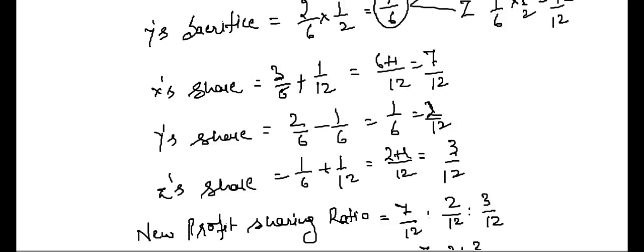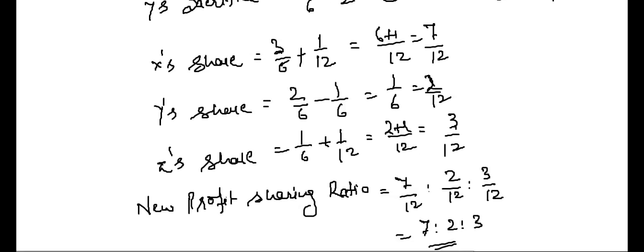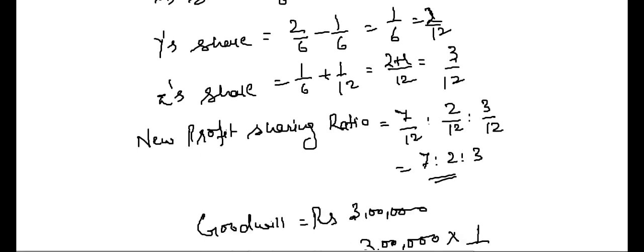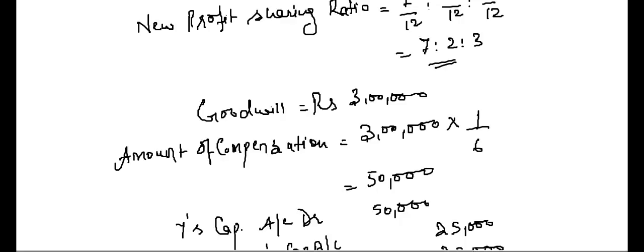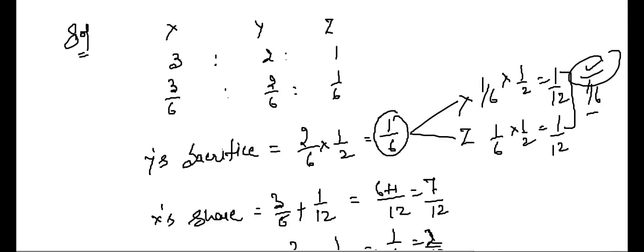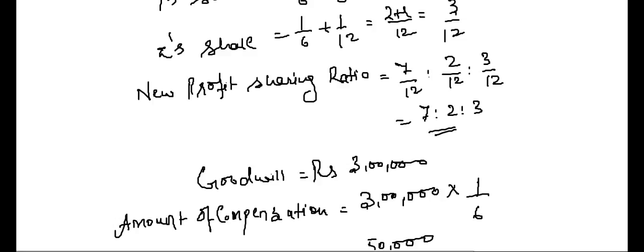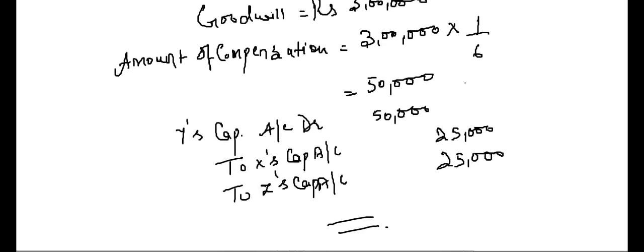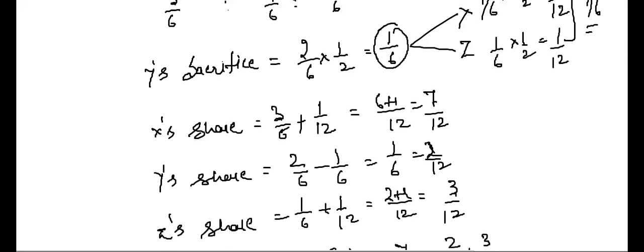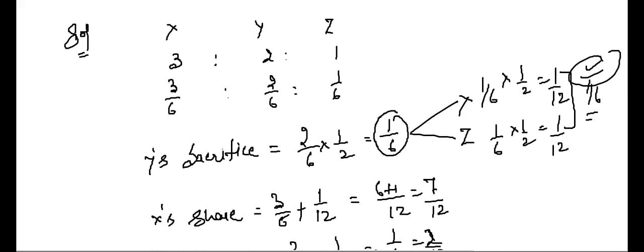Then after that we calculated the new profit sharing ratio, adding the new share to the old share. This comes to 7:2:3. Then goodwill is given to us. We will calculate the amount of compensation. Goodwill is 3 lakh and the total gain is 1/6 only. So the compensation is 1/6 into 3 lakhs. That comes to 50,000. And this 50,000 compensation is payable equally by X and Z. That is 25,000 each, and Y will get 50,000 as compensation. Clear? So you can write this down. Solution to problem 3.